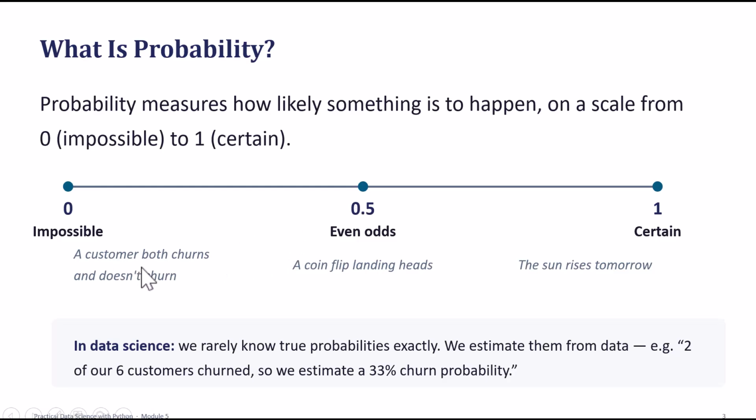So a customer both churns and doesn't churn. Certain means the sun rises tomorrow. A coin flip landing heads, that is an even chance. In data science, we rarely know the true probability exactly. We estimate them from data, for example, 2 out of our 6 customers churn, so we estimate a 33% churn probability.